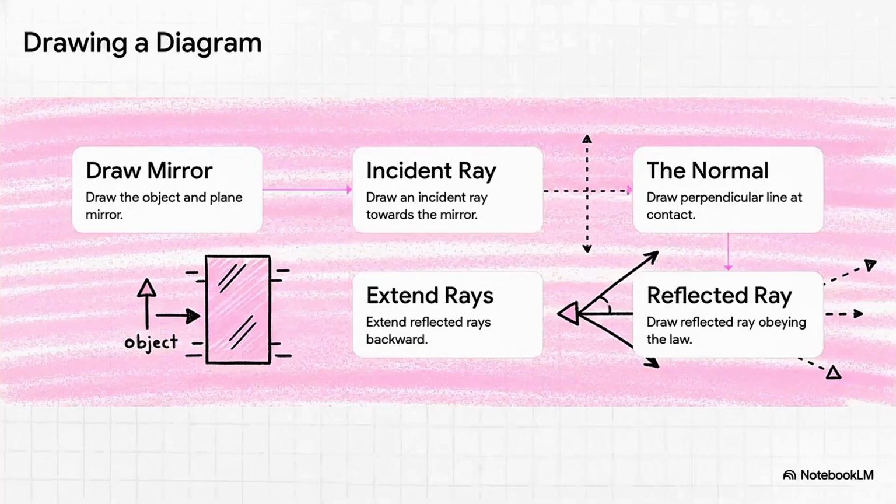Building one of these diagrams is honestly just like mapping out a journey. We start by drawing our object in front of our mirror, and then we send out an incident ray. The very second it makes contact, we drop in our normal line to calculate the perfect bounce. But here's where the real magic happens. By bouncing another set of rays and extending all those reflections backward behind the mirror using dashed lines, we can see exactly where they intersect.